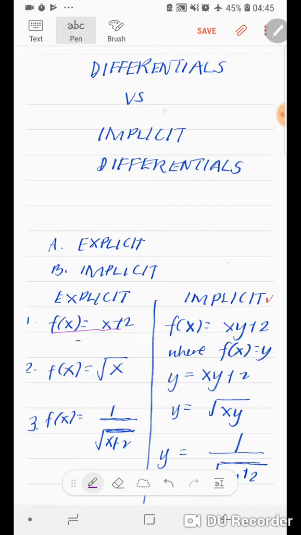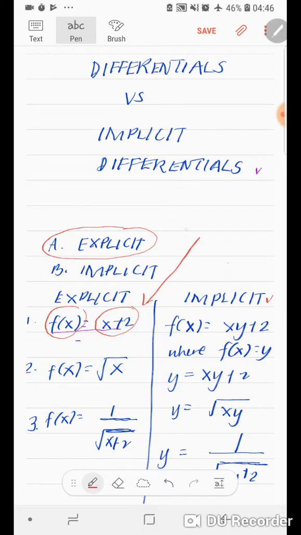And it's all about differentials versus implicit differentials. So why are we studying these concepts? Because all throughout our lives, we have been fully exposed to what we have come to know, which would be the explicit functions. So you can see in this column a list of functions in which you can automatically know that this would belong to the x, this would belong to the y. So these are called explicit functions.